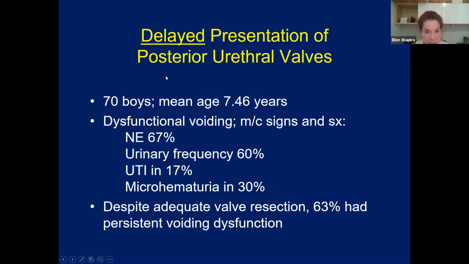Another similar study about delayed presentation in valves looked at 70 boys, mean age 7.46 years. They had dysfunctional voiding. The most common signs and symptoms were nocturnal enuresis. Gosh, how much nocturnal enuresis do we all in pediatric urology see? Urinary frequency. I write a lot of Ditropan for regular kids. Urinary tract infection or microhematuria. So we need to always think outside the box. In addition, despite their adequate resection, once they were diagnosed, 63% had persistent voiding dysfunction.